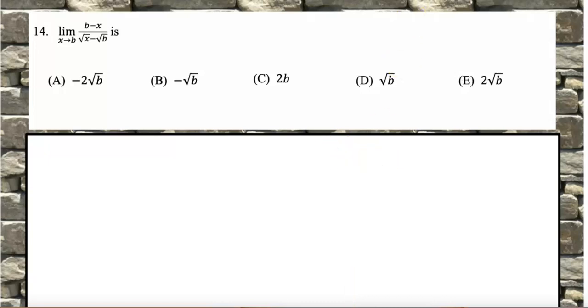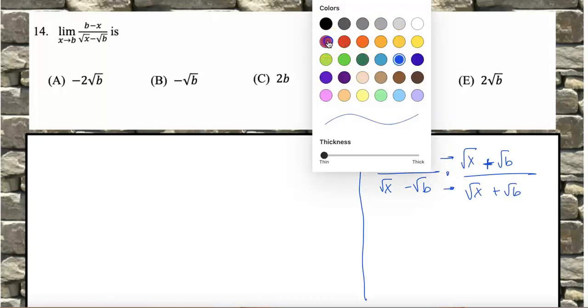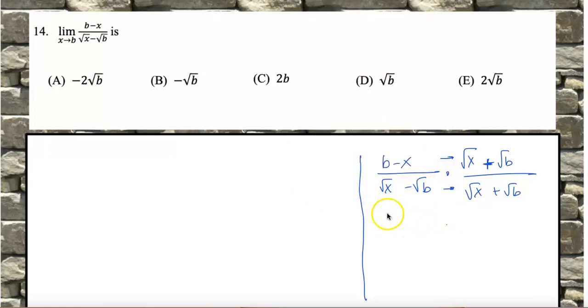Okay, my pen is messing up. Let's try again. Alright, b minus x divided by radical x minus radical b. So I'm multiplying by the conjugate of this. As you know, I have to change it to a plus sign over here. Alright, there you go. Now we are using the difference of squares formula over here.